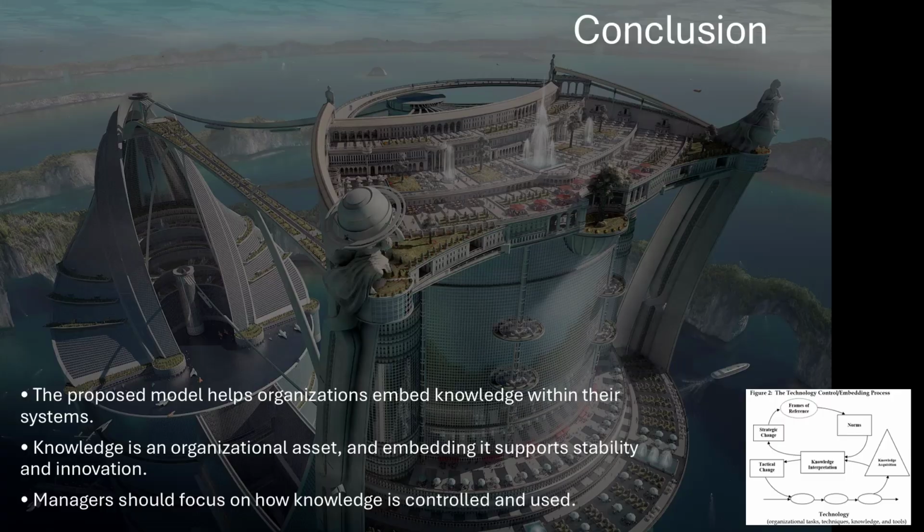In conclusion, the paper offers a fresh perspective on how organizations can manage and control knowledge, viewing it not just as a resource to be used, but as something that can be embedded within technological and organizational structures. This framework provides managers with a tool for better understanding the complex interplay between control, learning, and technology. By focusing on knowledge as the central element of control, organizations can move towards greater stability and innovation. The authors call for future research and empirical work to validate this model and further explore its applications.